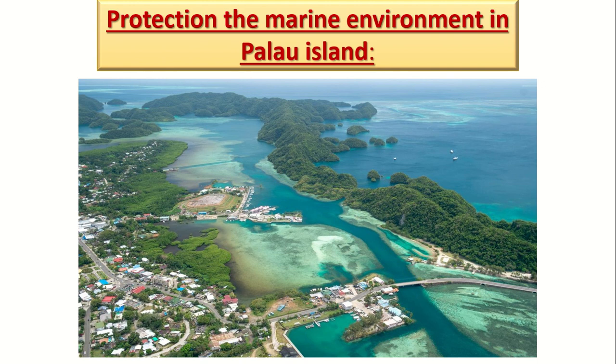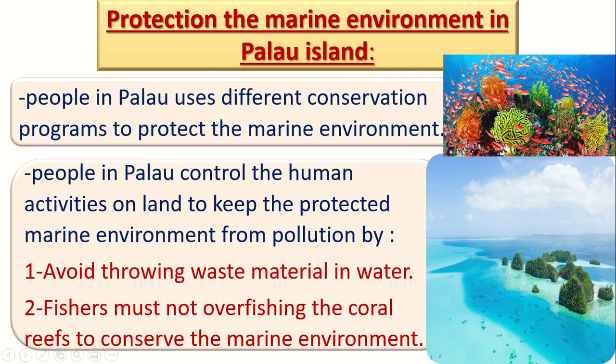Okay, if there are some places that have no water pollution, of course. Let's talk now about a very beautiful place which is called Palau Island. In Palau Island, the people protect the marine environment by putting some rules. How? In Palau Island, the people are protecting the marine environment by controlling the activities of humans.